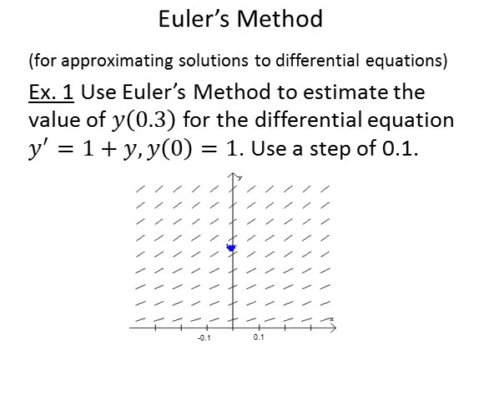A step of 0.1 means that I'll use the slope at that initial point to connect to another point at x equals 1/10. My next segment will connect to the point where I just left off using the slope at that point, and the segment will end at x equals 2/10. Picking up from here, my next segment would go from x equals 0.2 to x equals 0.3 using the slope at the point where I just left off.